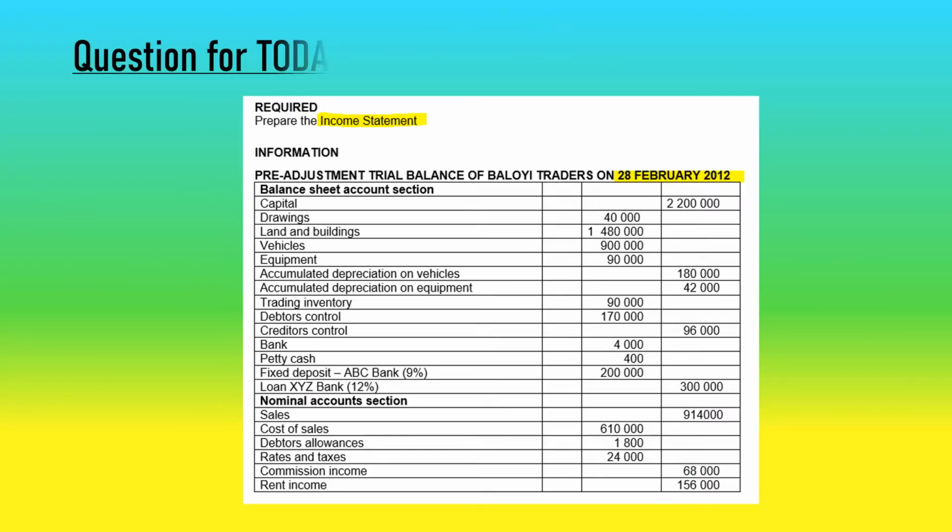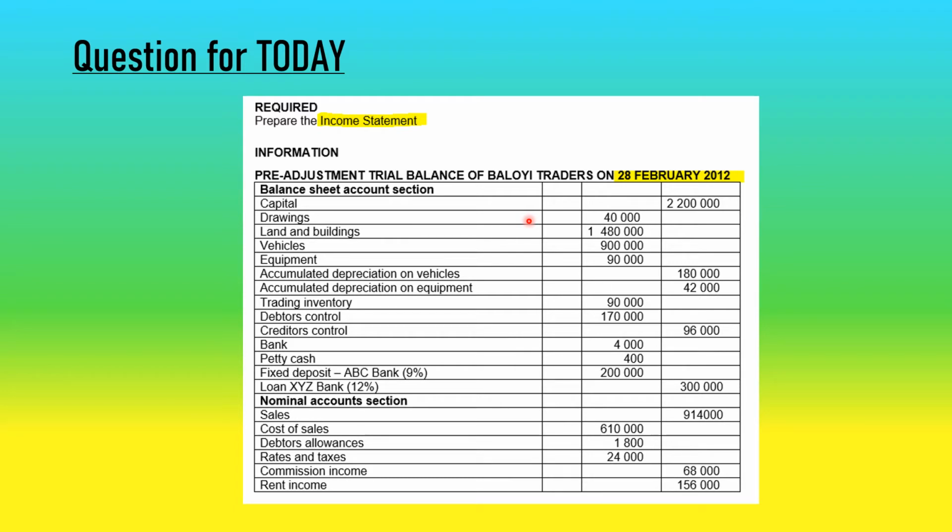So this is the question we are dealing with today. You will see that I've highlighted important information on the question, for example, the date and the required, which is to prepare the income statement. Another thing I would like you to take notice of is that this is a pre-adjusted trial balance, which means that none of the adjustments have been done yet and you have to do the adjustments.